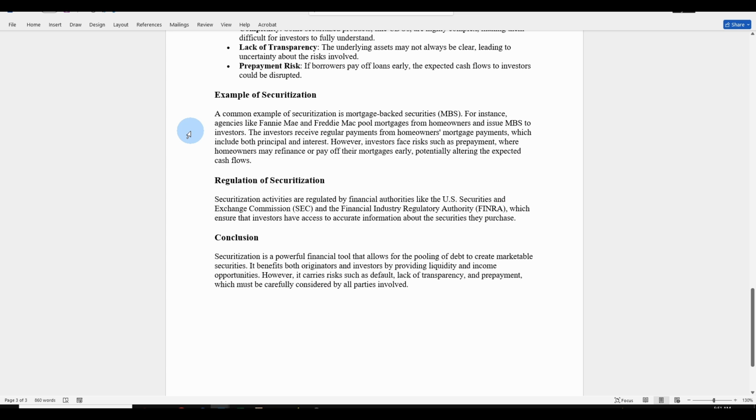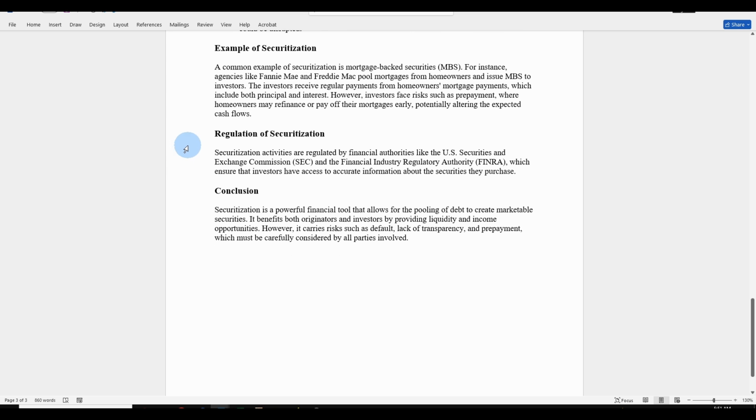Examples of securitization. A common example of securitization is mortgage-backed securities. For instance, agencies like Fannie Mae and Freddie Mac pool mortgages from homeowners and issue mortgage-backed securities to investors. The investors receive regular payments from homeowners' mortgage payments, which include both principal and interest. However, investors face risks such as prepayment, where homeowners may refinance or pay off their mortgage early, potentially altering the expected cash flows. Regulation of securitization. Securitization activities are regulated by financial authorities like the U.S. Securities and Exchange Commission and the Financial Industry Regulatory Authority, FINRA, which ensures that investors have access to accurate information about the securities they purchase.